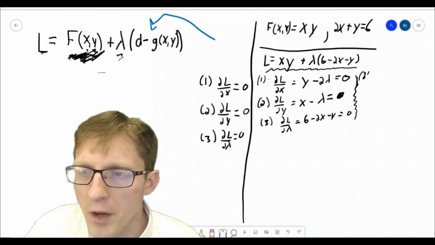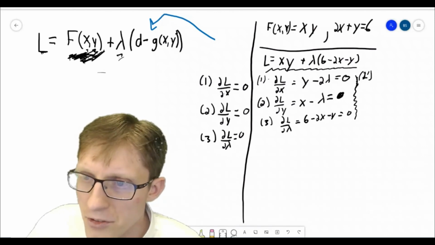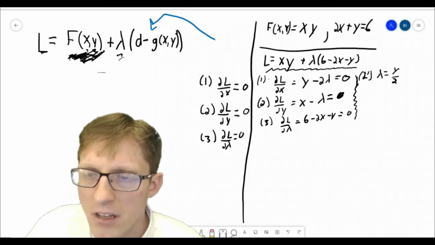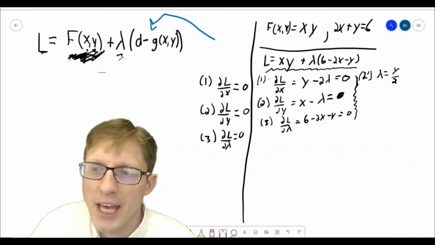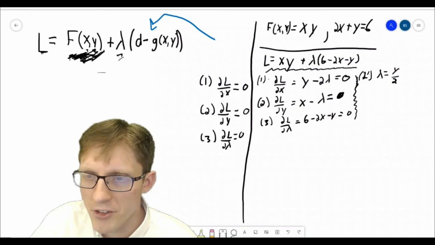So we're going to say 1 prime, and that is going to yield lambda is equal to y divided by 2. All I did here is I added 2 lambda to both sides and divided by 2, and that gave me this rearranged equation 1.